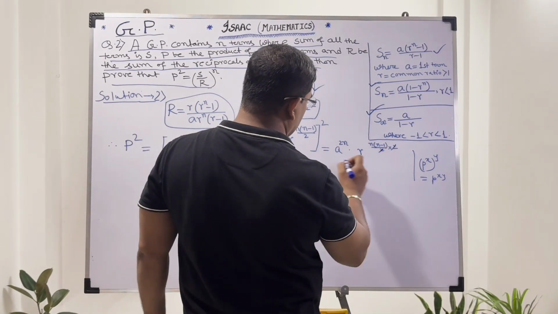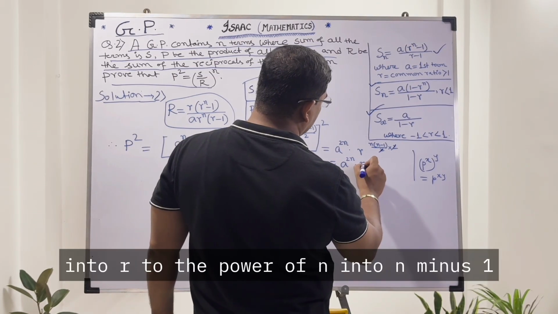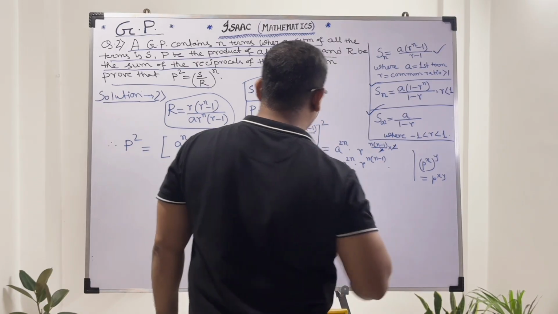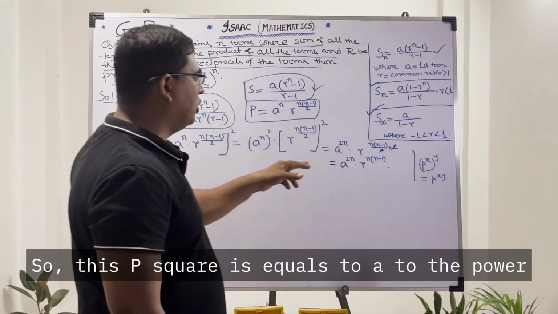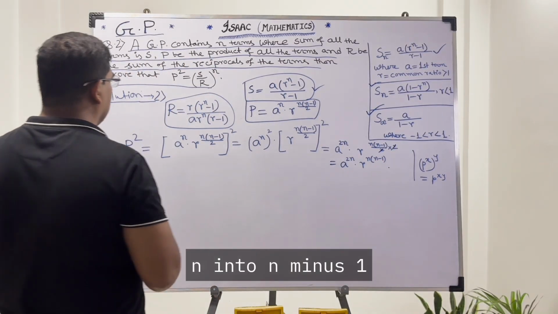Cancelling these two, we get A to the power 2n into R to the power of n into n minus 1. So this P square is equal to A to the power 2n into R to the power of n into n minus 1.